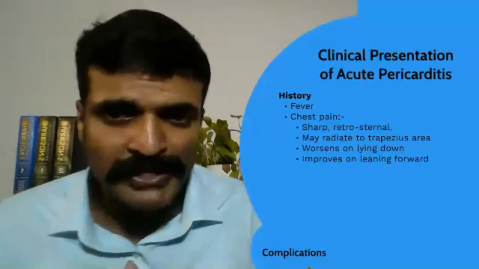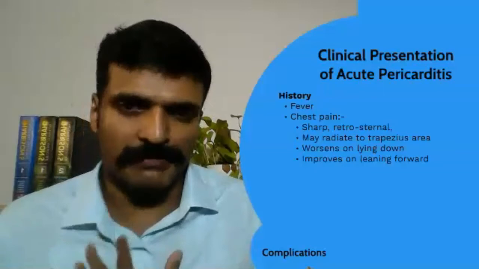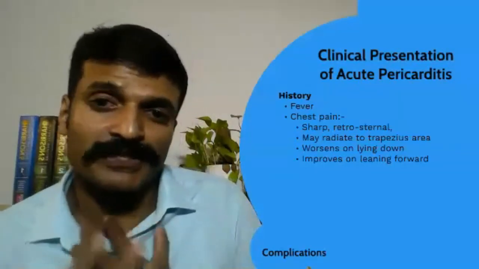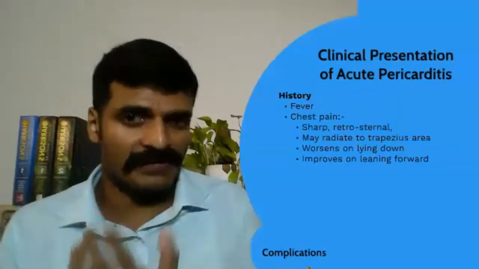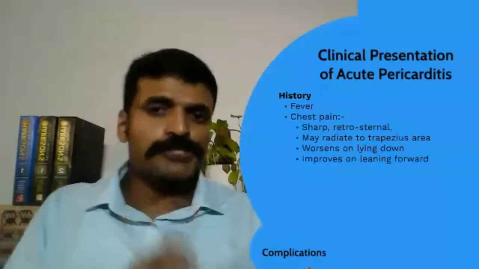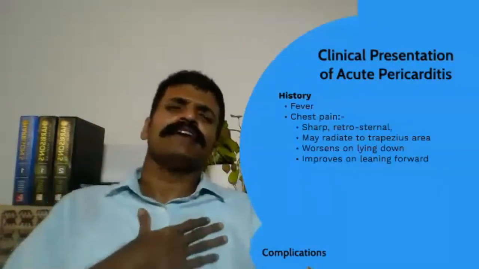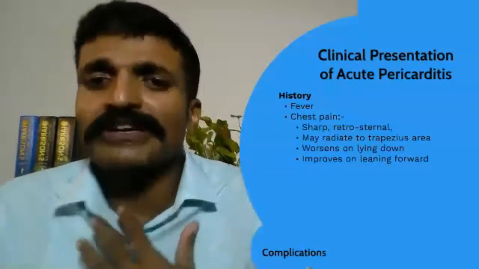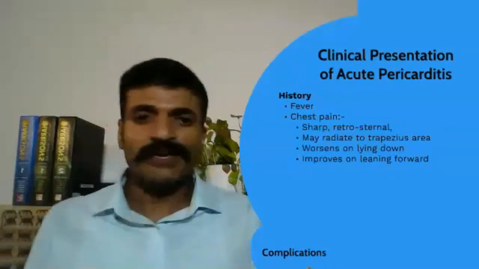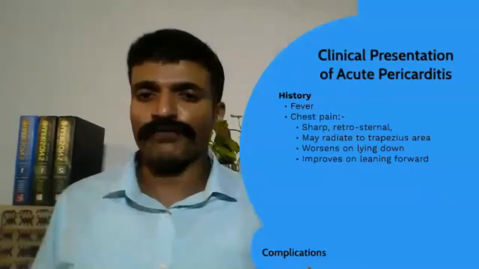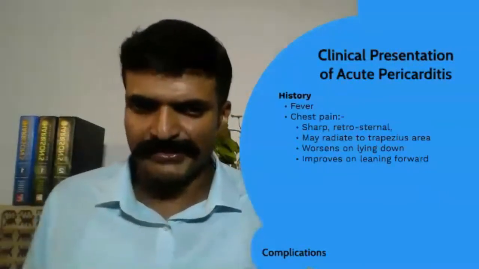At the same time, if you lean forward, the heart remains in the posterior part of the chest wall and the anterior chest wall falls away, there is more space between the visceral and parietal pericardium, and that reduces the pain. So the patient of pericarditis will say that every time I lean back, it hurts a little more, so I prefer to sit leaning a little forward. Okay, this is a classical nature of the pain of acute pericarditis.